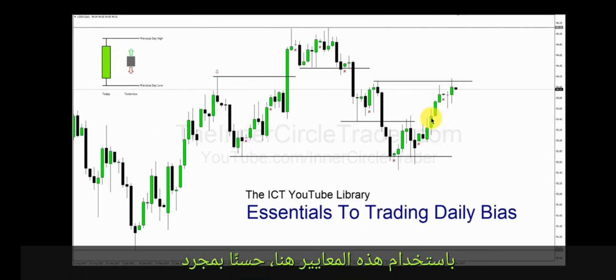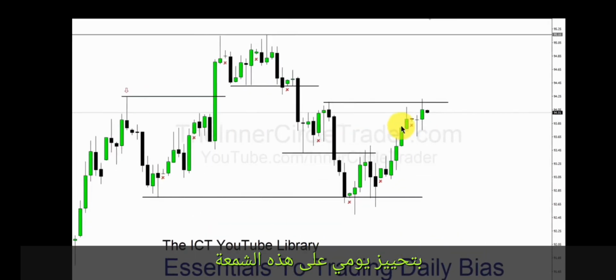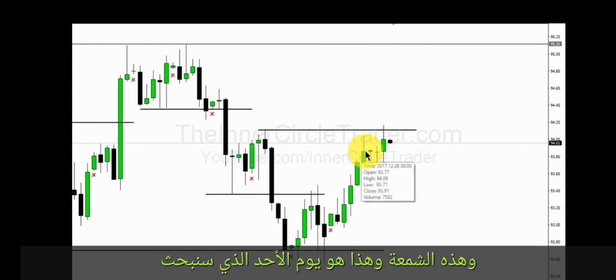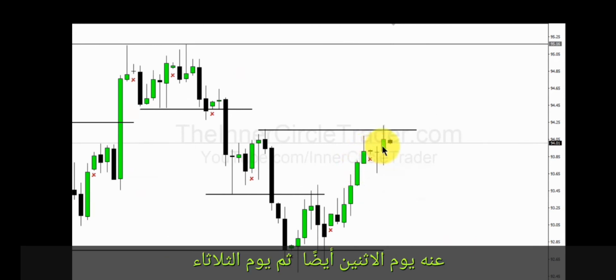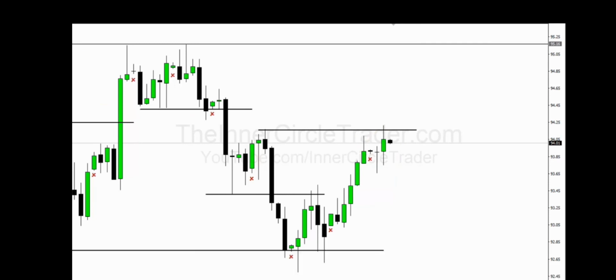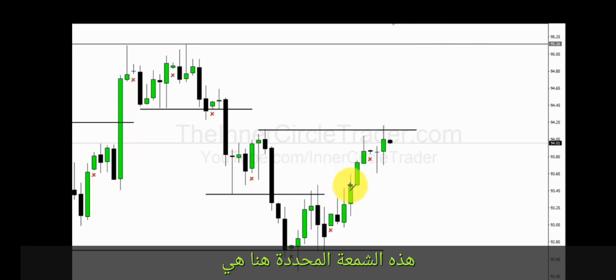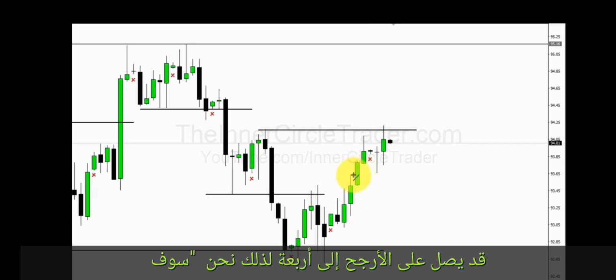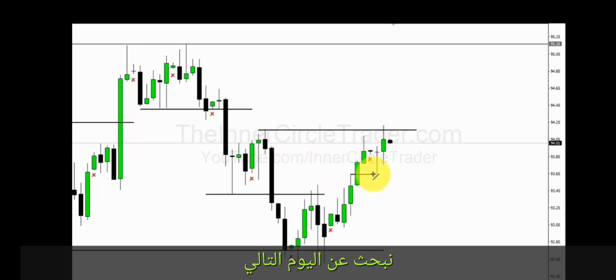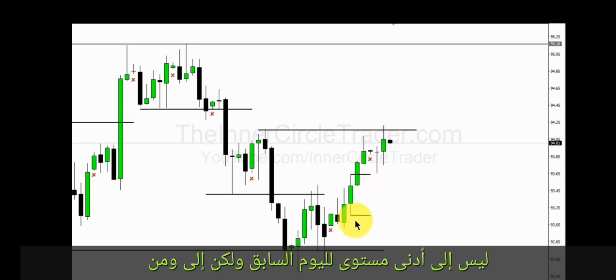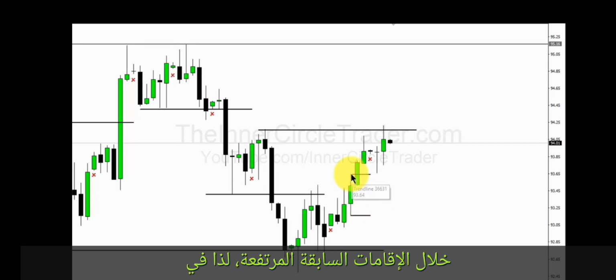Using this criteria here, okay, once we broke this candle's swing high here, the daily bias on this candle, and this is a Sunday, we would look for Monday as well, and then Tuesday we would look for bullishness. So if we use this same theory, we're going to draw this particular candle right here is the one that broke the swing high, and then we know they have a resistance level it could probably reach for. So we're going to be looking for the next day to trade not to the previous day's low, but to and through previous day's high.